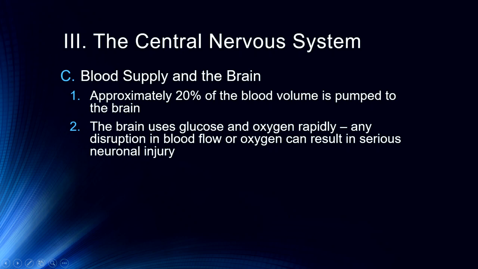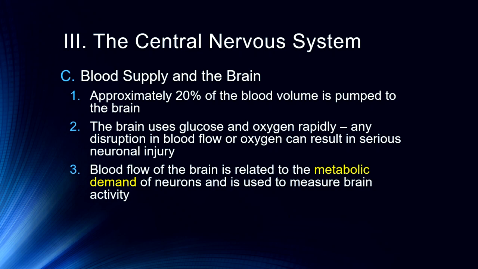We'll talk about some specific cells that are susceptible, like the pyramidal cells of the hippocampus, as we move through the semester. That disruption in blood flow or oxygen often can result from ischemic stroke as well, which we'll talk about here in a second. Blood flow of the brain is related to the metabolic demand of neurons. Neurons use a lot of glucose and a lot of oxygen. Remember, we have to go back to the Krebs cycle, which uses glucose, and neurons use a lot of adenosine triphosphate, or ATP, particularly that sodium-potassium pump we talked about a couple lectures ago.